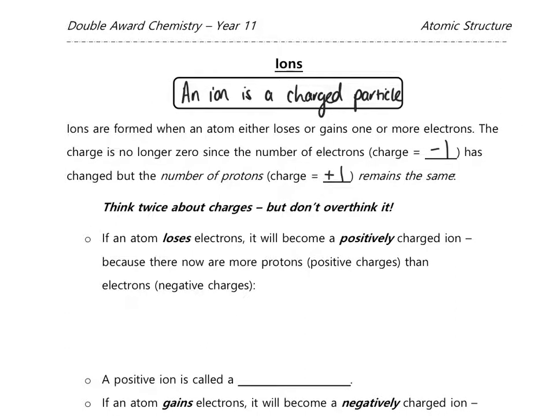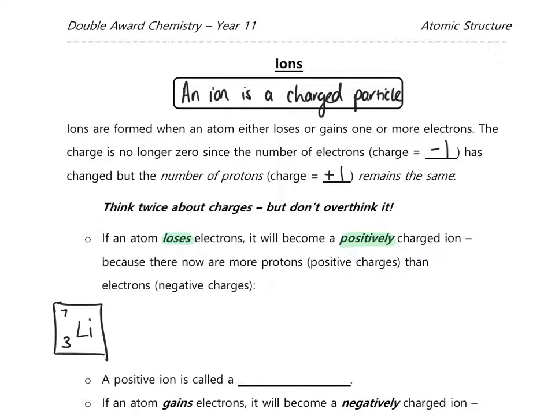Okay, so what happens is when an atom loses electrons, it will become a positively charged ion because there's now more protons, which have positive charges, than electrons. So think about it, you are losing electrons which have negative charges. So if you're losing a negative charge, overall you will become positive. It's like minusing a minus number. That's positive.